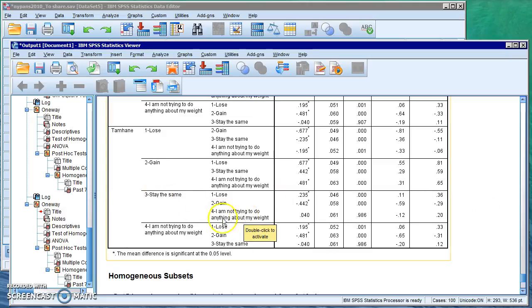And then we look at, I am not trying to do anything about my weight. Is there a difference between staying the same and that? And there is no significant difference. There is actually a very slight difference, but according to this test, there is no significant difference. And if you look through, that is the only one that is not significant.